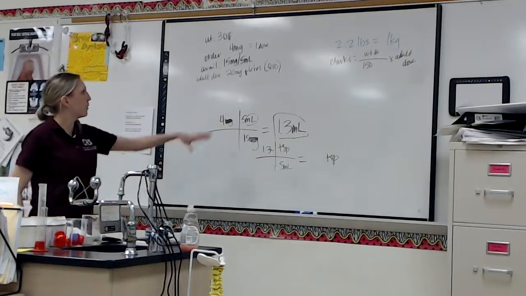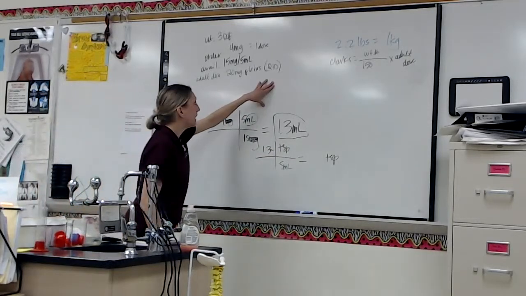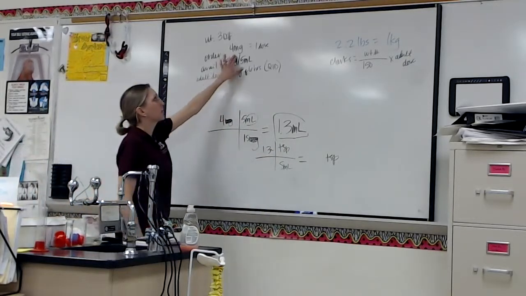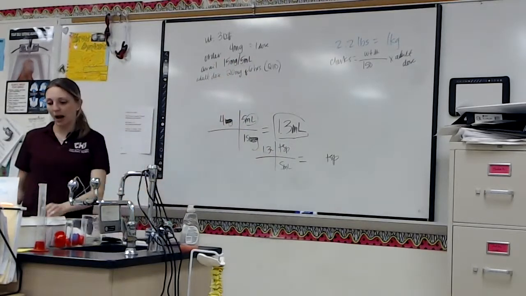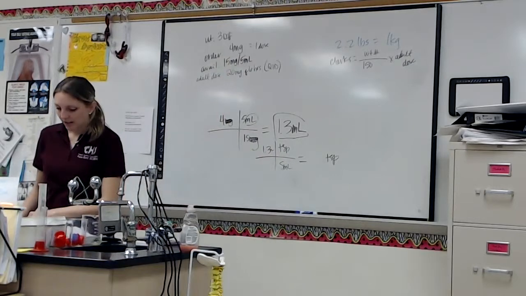Now, if I want to figure out how much they were going to need in a day, I would do my 4 milligrams times 4. So 16 milligrams because it's QID. All right, let's keep going.